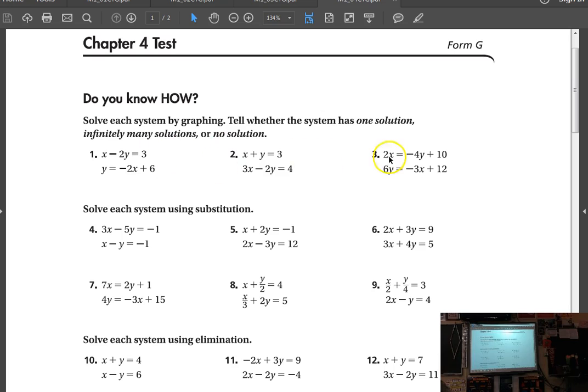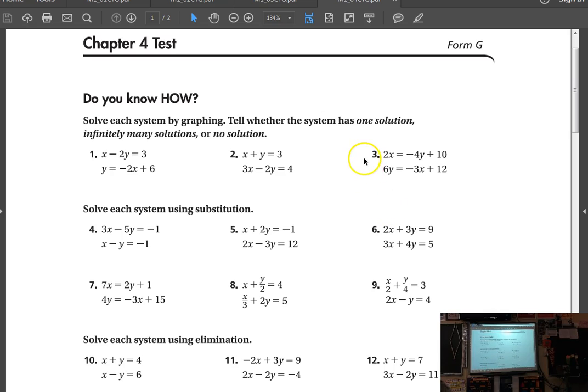All right, 1 through 3. Solve by graphing. You're just looking for the point where they intersect each other. We good, 1 through 3? You can put it into point slope form if you want, or slope intercept form if you want, or you can just graph it as it is, especially using a utility like Desmos.